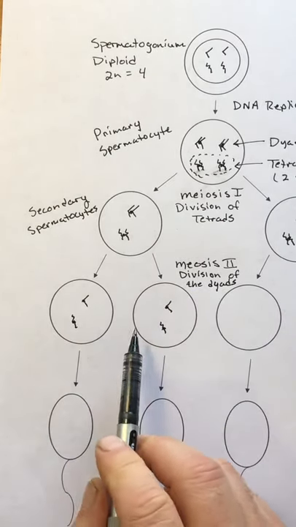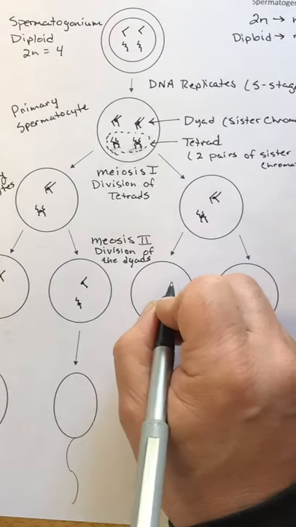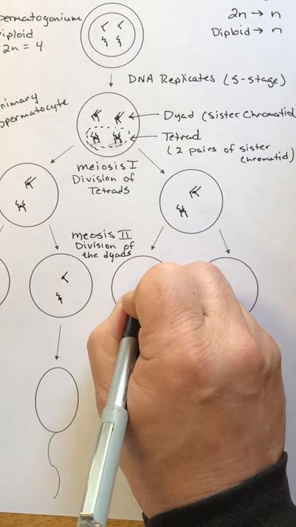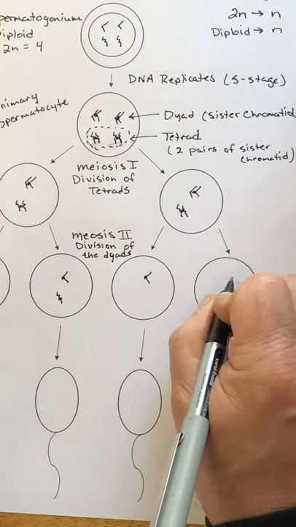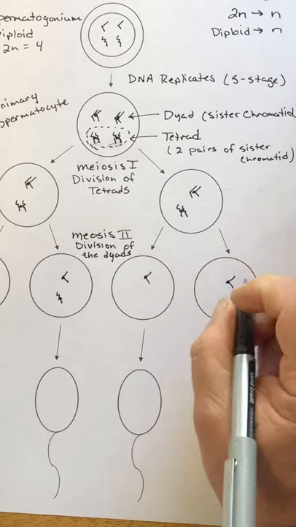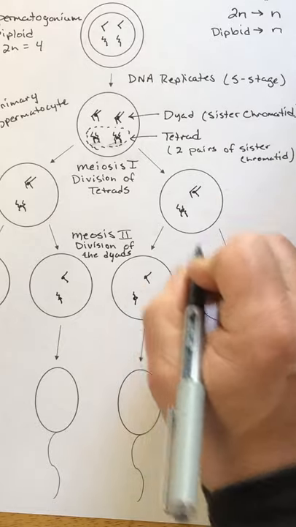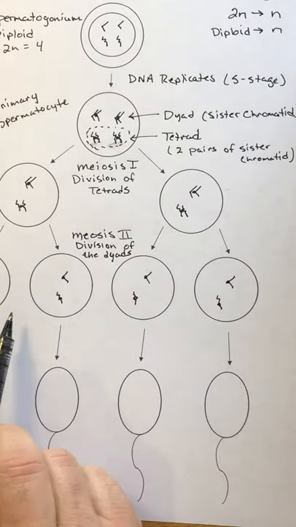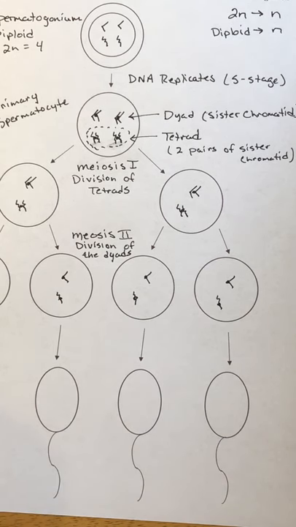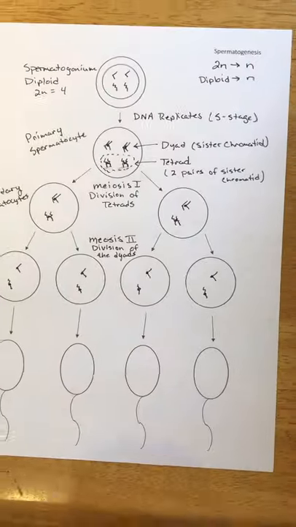While that's going on over here, don't forget about this one. Okay, and so this dyad is going to divide as well. So that chromosome's coming from here to here. This chromosome's coming from here to here. This dyad will divide, and what are now individual chromosomes are moving to these resulting cells. These are really the immature sperm cells, and these are called spermatids.